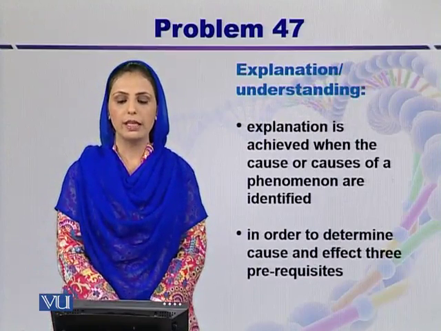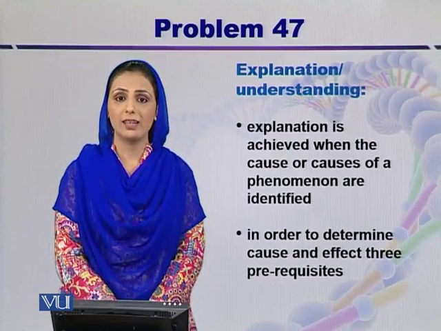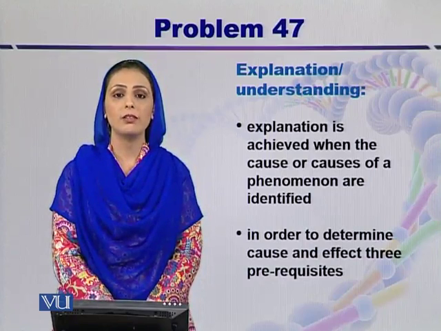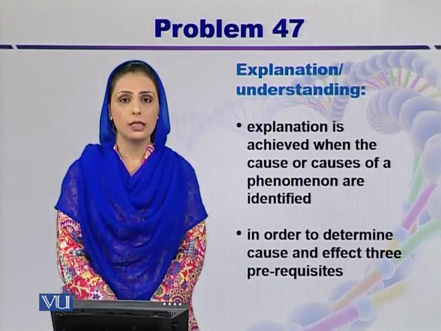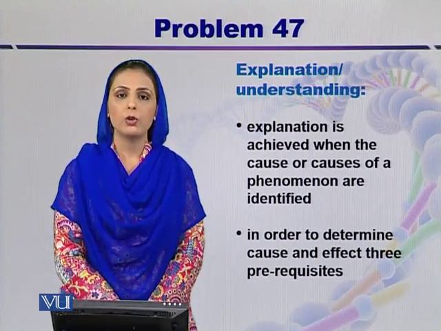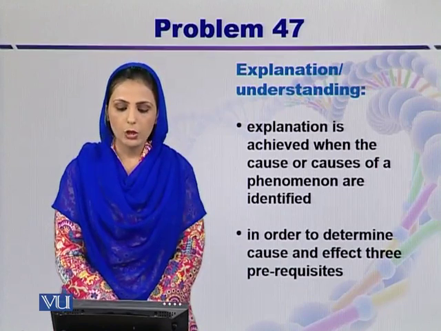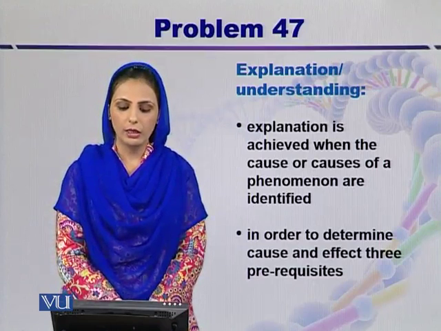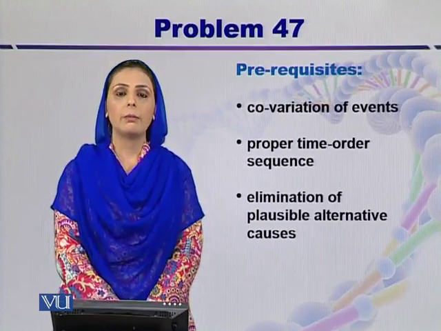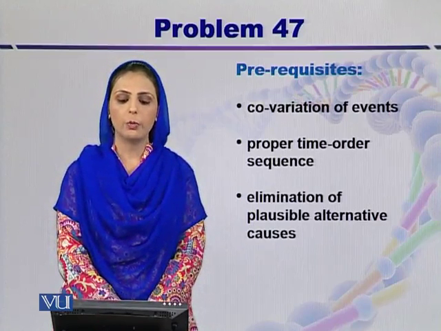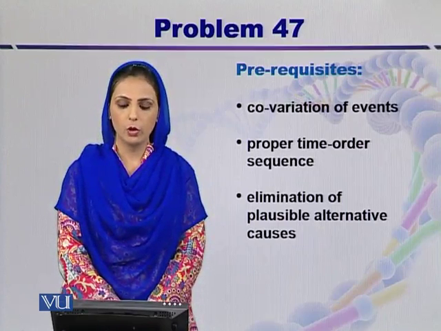So here explanation is very important. That is the third goal of scientific research: explanation and its proper understanding, because interpretation of scientific research is the final step and the most important one. Explanation is achieved when the causes of a phenomenon are identified. Once the cause of one variable or of the second variable is identified, we can explain the data well. In order to determine the cause, we look at three prerequisites that affect explanation or understanding: number one, covariation of events; then proper time order sequence; and the third prerequisite is the elimination of plausible alternative causes.